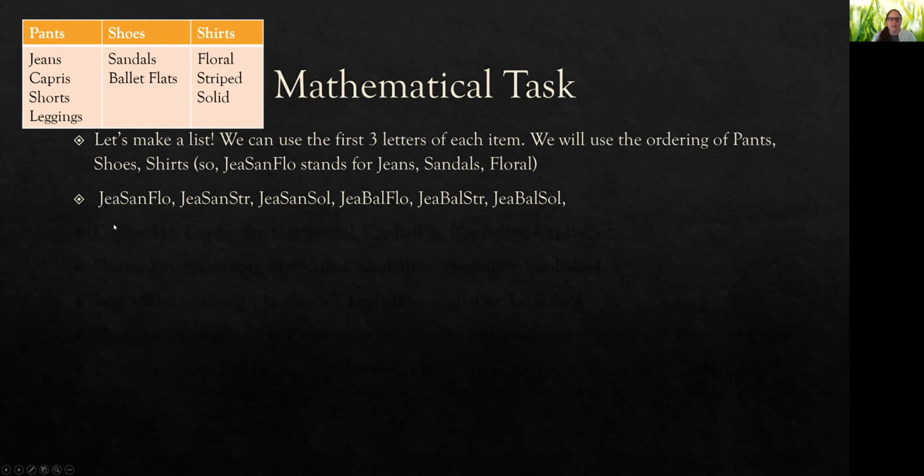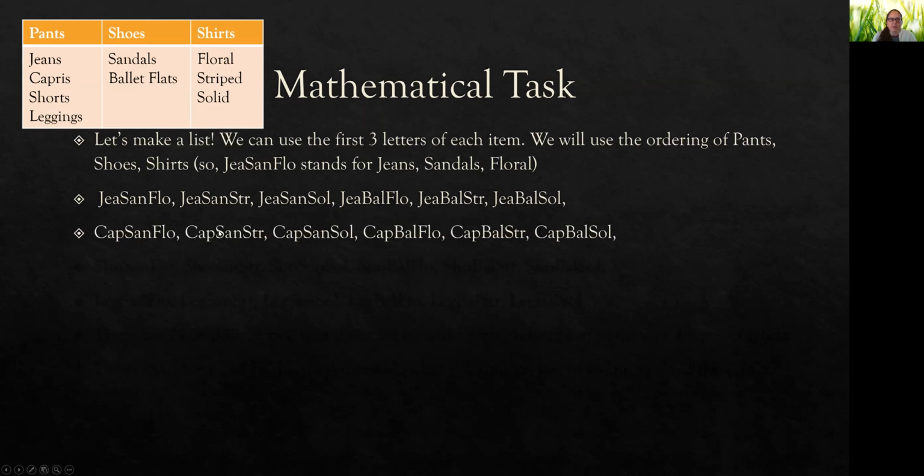So I've listed out the different combinations I was able to come up with that involved jeans. So I've got jeans and sandals and florals, jeans, sandals, stripes, jeans, sandals, solid. And so there were 3 different ways to do it using the jeans and the sandals. And then I did 3 different ways, 3 different outfits that involved the jeans and the ballet flats. And then I was able to come up with 3 combinations that involved the capris and the sandals, and 3 different combinations that involved the capris and the ballet flats.